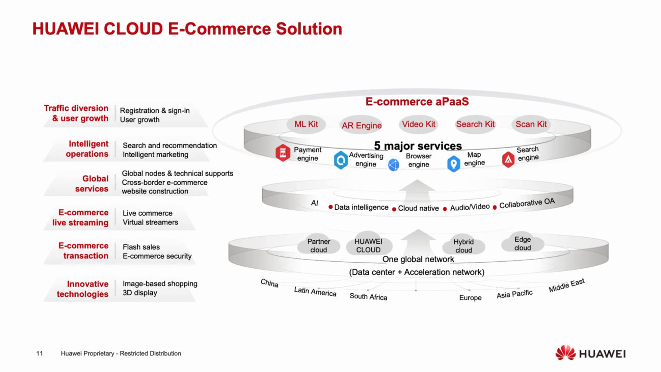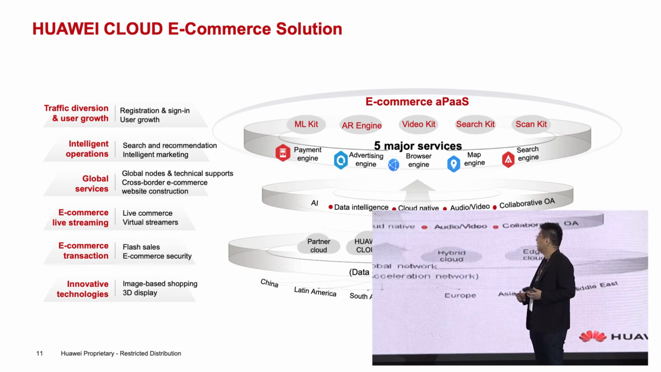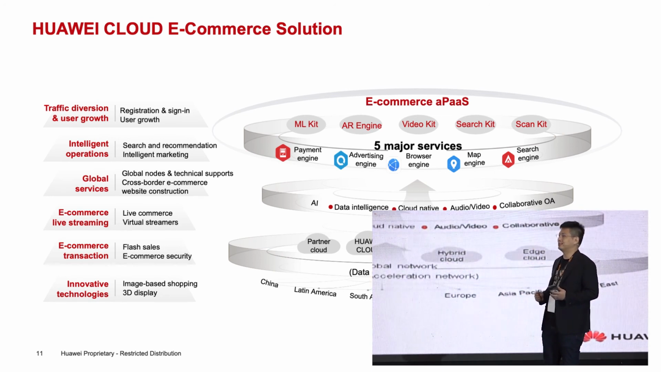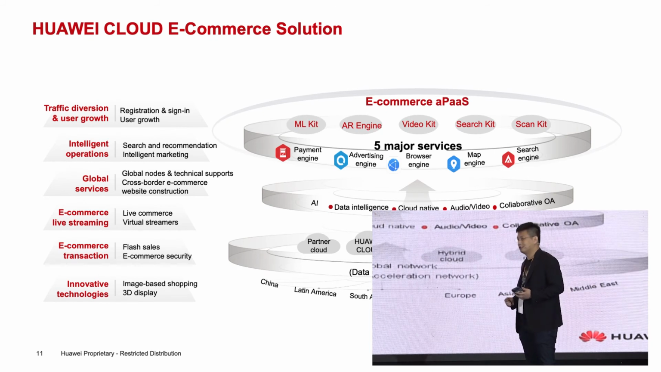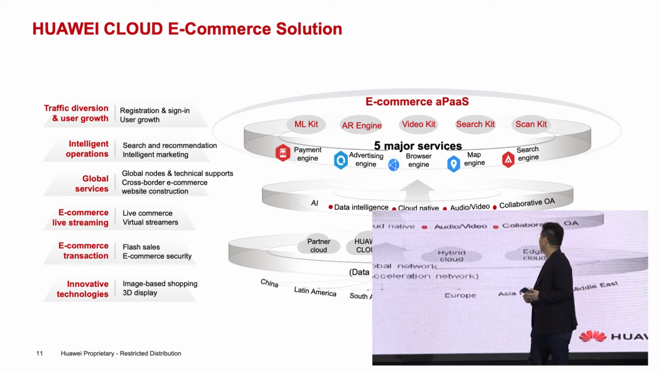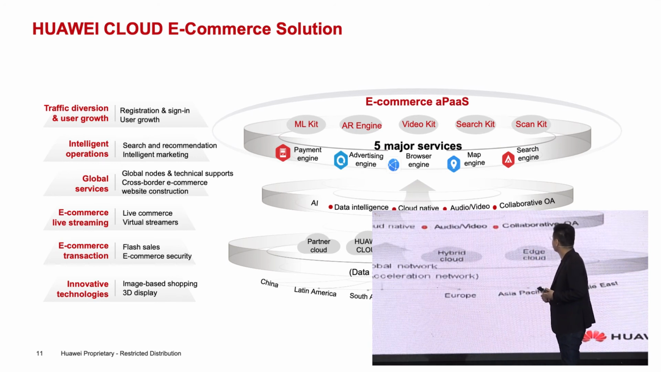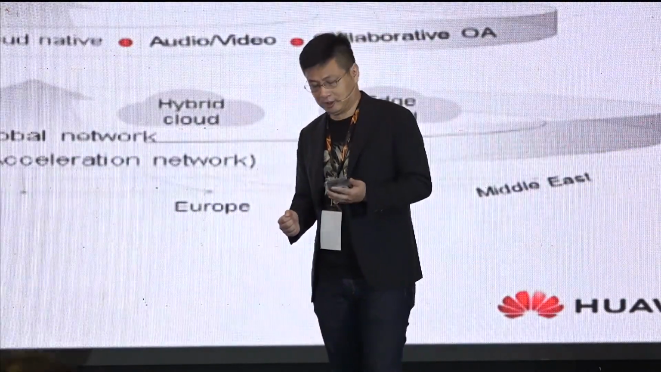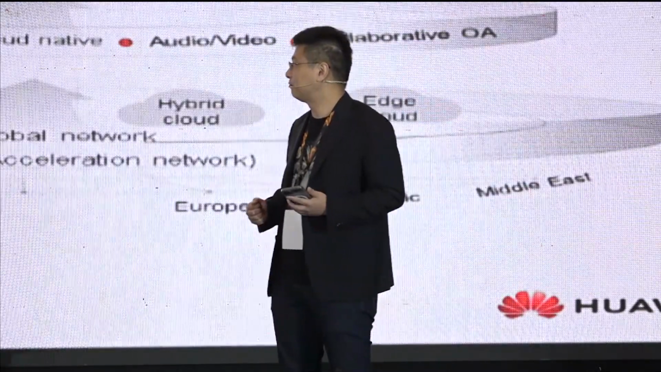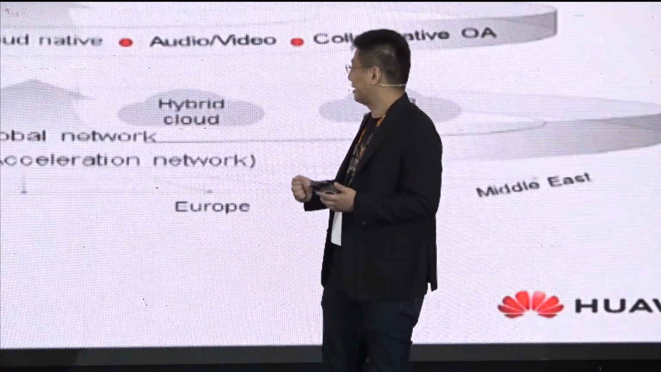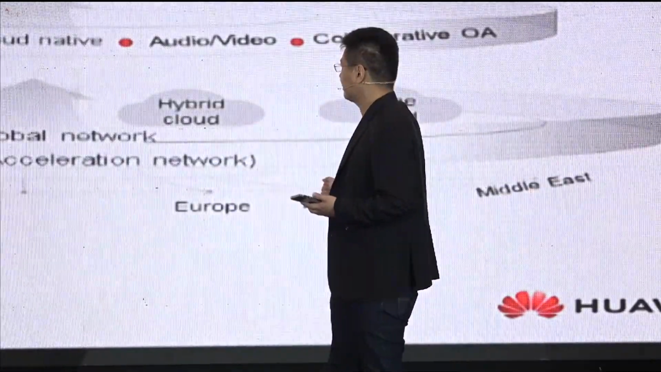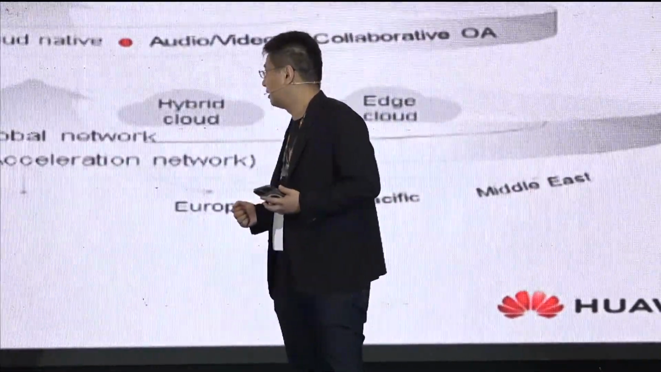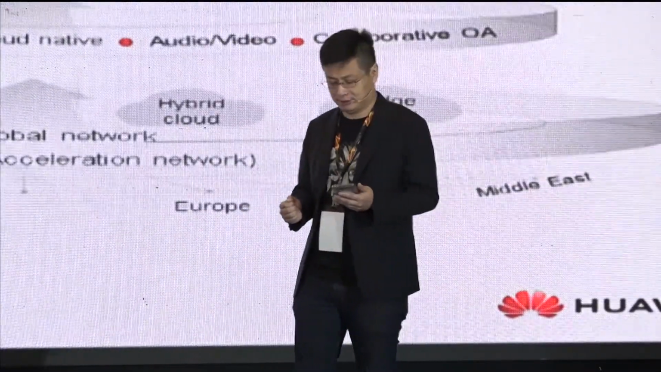So for e-commerce, we actually have a solution for you. The core is, in e-commerce, we have the so-called APaaS solutions. We have a few kits: the machine learning kit, the augmented reality engine, the video kit, the search kit, and scan kit. So within these kits, you can build your solutions very easily for your e-commerce platform needs, right? For the cloud, we are sitting beneath. We supply data intelligence and cloud native.